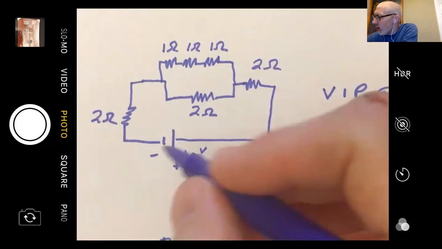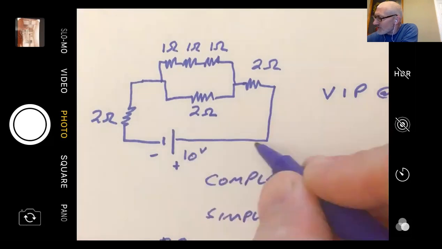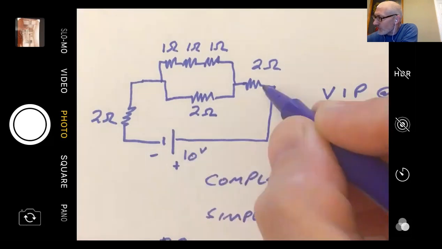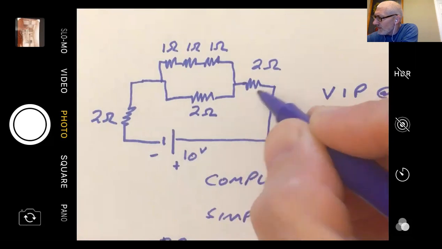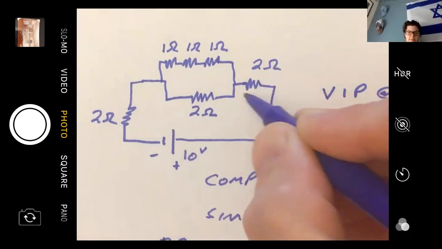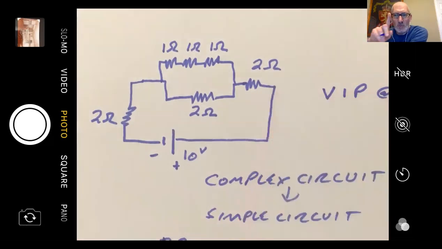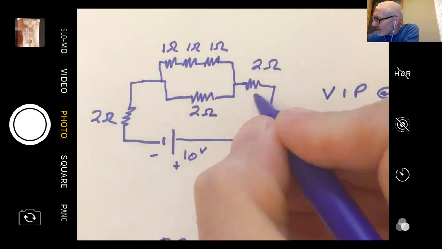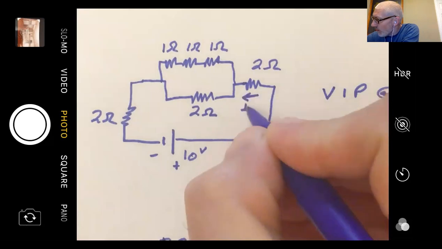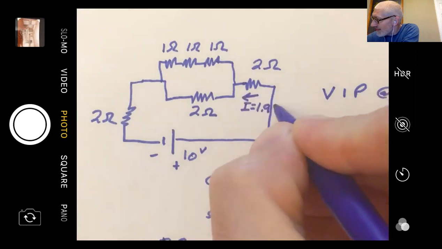Ethan, does all 1.92 amps of current, does all that current go through this 2 ohm resistor here? Yes, because there's no other choice. There's only one option there. So I know that the current here, I, is 1.92 amps.